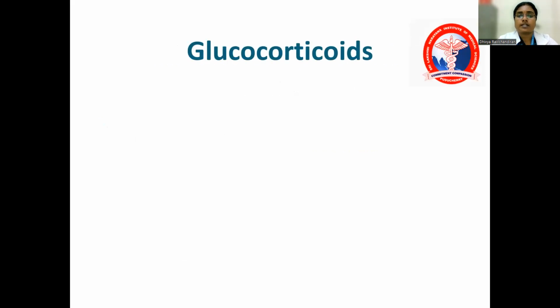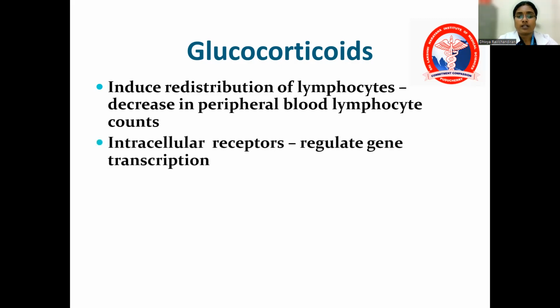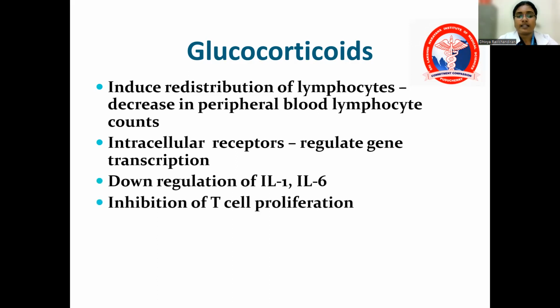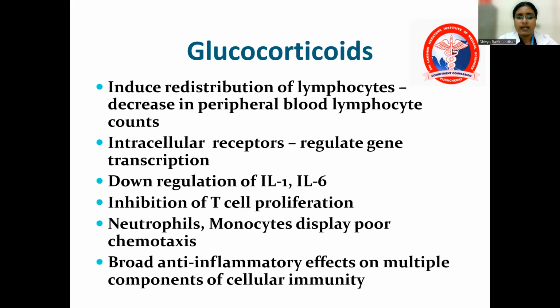Coming to individual drugs, glucocorticoids induce the redistribution of lymphocytes, which decreases the peripheral blood lymphocyte count. Second, there is an intracellular receptor which regulates gene transcription and downregulates interleukin-1 and interleukin-6. It inhibits T cell proliferation. Neutrophils and monocytes display poor chemotaxis. It has a broad anti-inflammatory effect on multiple components of cellular immunity.